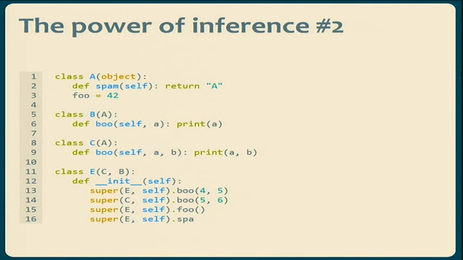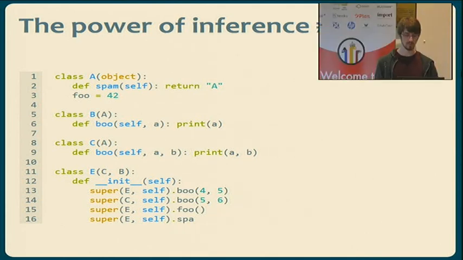Basically, there are too many positional arguments for that call, because super C self doesn't mean the parent of C. It actually means B, because self provides the method resolution order, and C tells us from where in the method resolution order we should be looking, and that means in B, and B's boo doesn't accept 2 positional arguments.